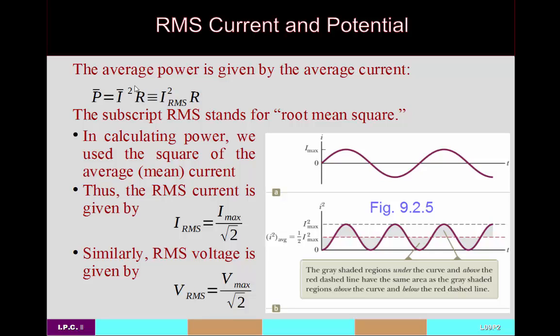We define the square root of this average of the current squared to be called the root mean squared current. Therefore, if you want to calculate the power, you can use the root mean squared current, and that is the maximum current divided by the square root of 2. Similarly, you can get the root mean squared voltage by taking the maximum voltage and dividing by the square root of 2. In fact, the average power will be the root mean squared current times the root mean squared voltage. So that would be 1/2 of the maximum voltage times the maximum current.